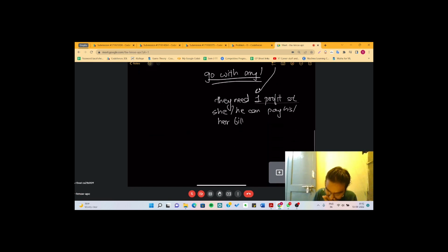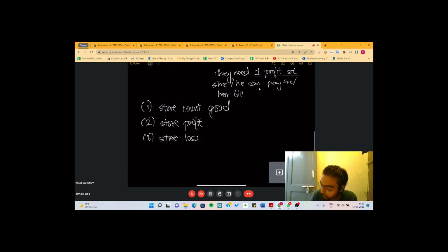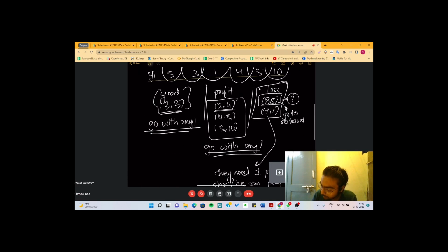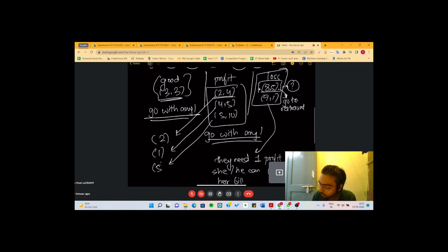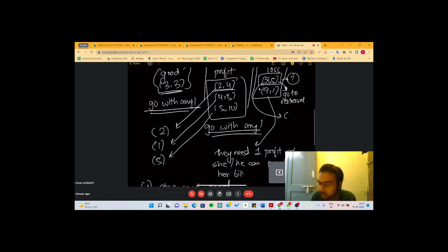Now, what we'll do is we'll store the count of good people. Then we'll store the profit that each profitable person generates. Third, we'll store the loss that each loss person generates. Like here, the values stored in the profit array would be: he generates a profit of 2, 4 minus 2 is 2. He generates a profit of 1, 5 minus 4 is 1. This generates a profit of 5, 10 minus 5 is 5. Here the loss generated is 8 minus 5, which is 3. Here the loss generated is 9 minus 1, which is 8.